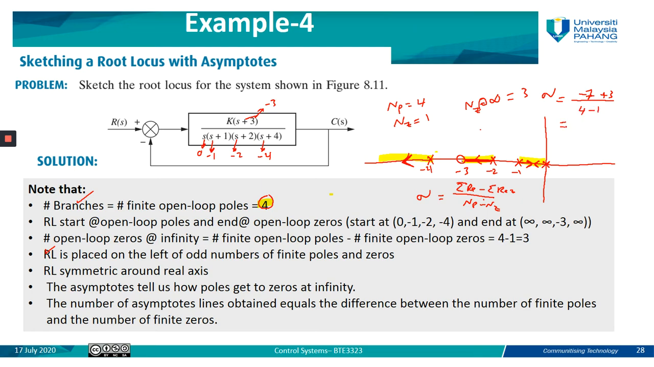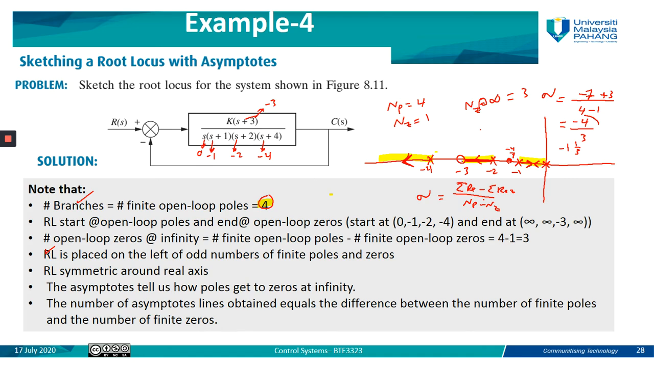As a count, as a number. So this is -7 plus 3, we have -4 over 3. So the centroid point will be placed at -4 over 3. That means it's like 1 and 1/3, but negative, so it will be in this area. The centroid point will be located at this point, so this is -4 over 3. From this centroid point, we are going to draw our asymptotes.